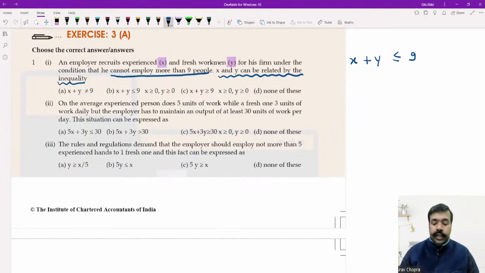So which one will be correct? Clearly, we can say that option number B is correct. And it also has the non-negative constraint because it cannot be negative. X cannot be negative and Y also cannot be negative.